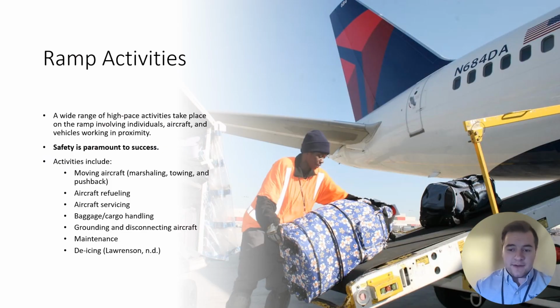So there's a lot of activities going on the ramp, so safety is paramount to success. If there's a mishap, it can cause some serious issues in airport and airline operations. Different activities include moving aircraft, refueling, servicing, handling baggage and cargo, grounding and disconnecting aircraft, maintenance, and de-icing.